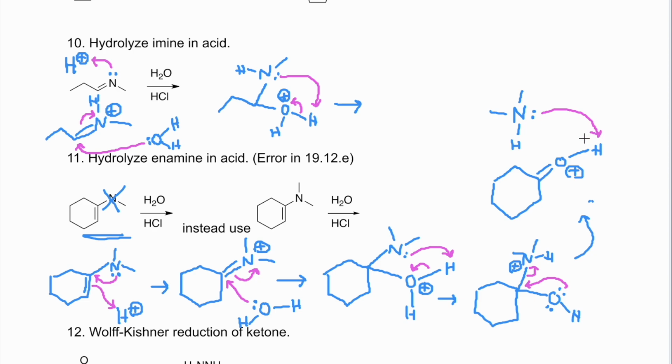The proton would definitely rather be on the amine than on the ketone. The amine is much more basic. So then our main product would be the ketone, and then the amine in acid would be the ammonium ion. So we have dimethyl ammonium and cyclohexanone as the 2 products there.